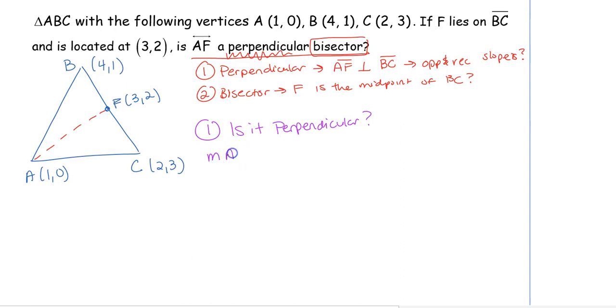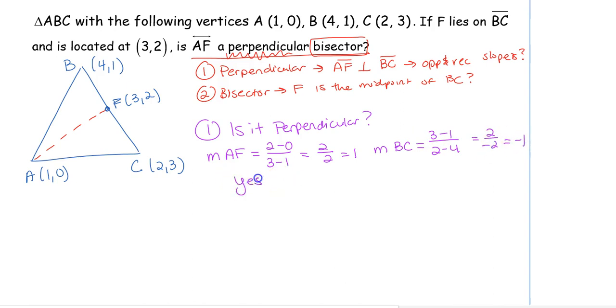The slope of AF, we subtract those y's on top, so 2 minus 0 on top. Subtract the x's on the bottom. We get 2 over 2, which gives us a slope of 1. I'm looking for the other segment to be opposite and reciprocal. So the reciprocal of a positive 1 is a negative 1. So we're going to look at that slope of BC and see if we get what we need. Subtract the y's on top, the x's on the bottom. We get 2 over -2, which is -1.